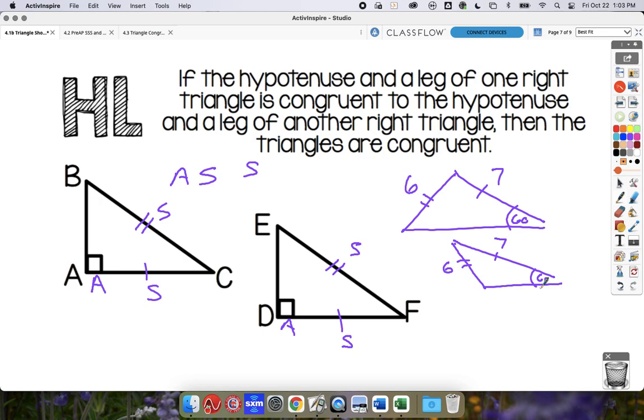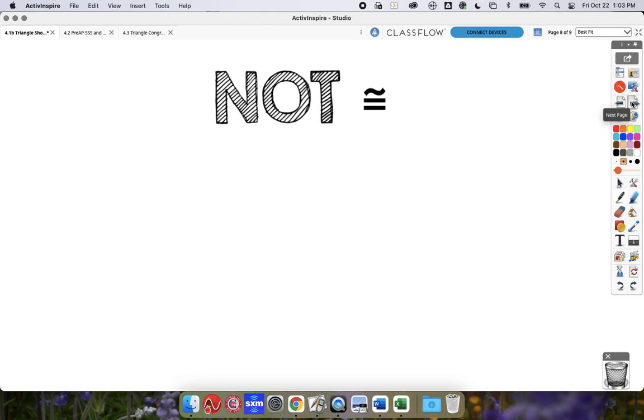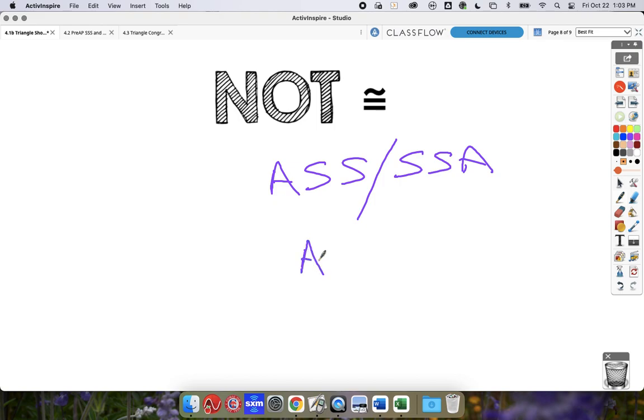All right. So this is your toy. The two that don't work: this does not work. Or if you write it this way, ass and ass backwards don't prove congruence. Or angle, angle, angle does not prove congruence. Any other shortcut will prove congruence.